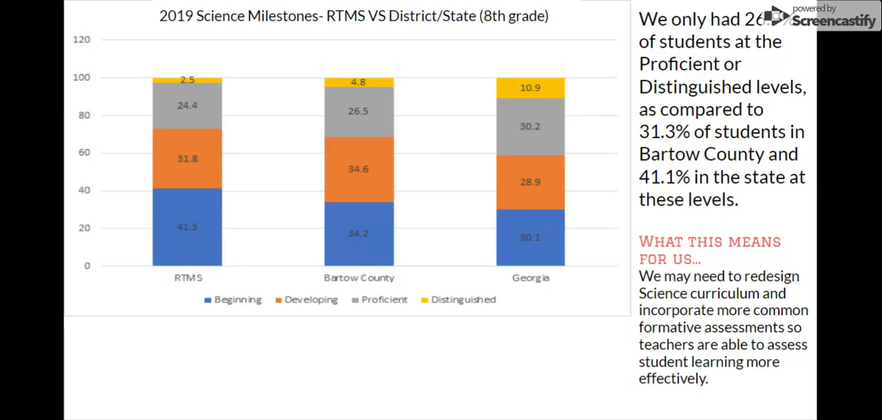So what this means for us is we may need to redesign science curriculum or incorporate more common formative assessment so teachers are able to assess student learning more effectively before it gets to the milestones.